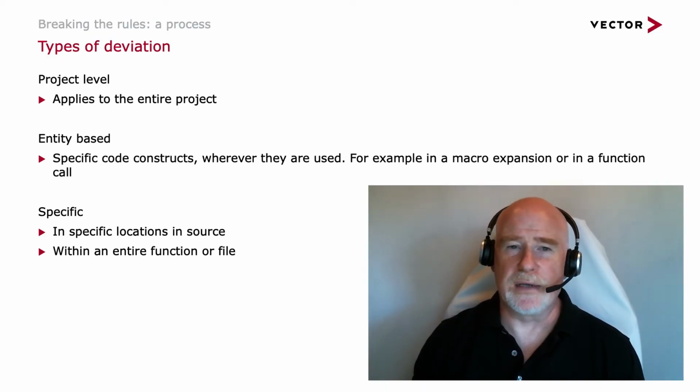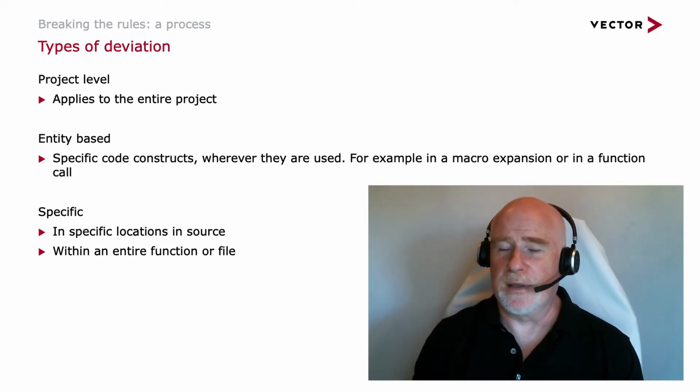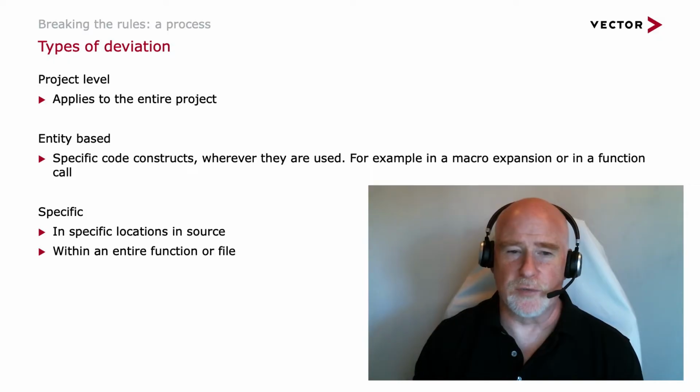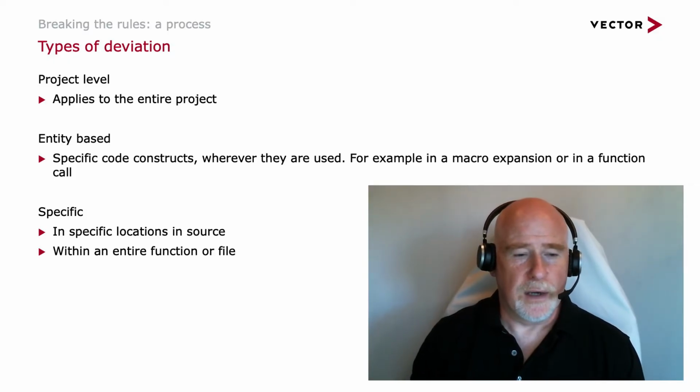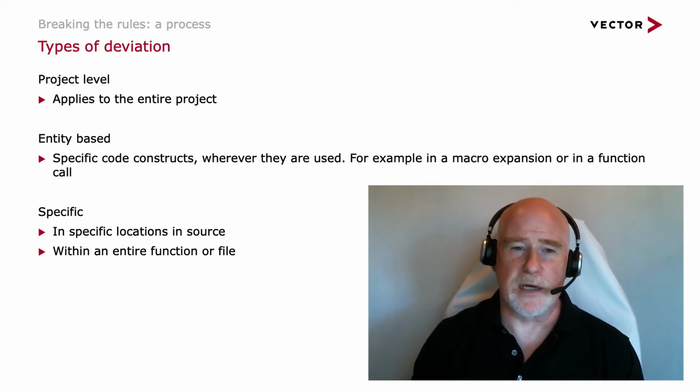So there are different types of deviation. Project level deviation applies to the whole project. This may be something related to a compiler feature that's offered that means we don't need to follow a particular rule. We can have entity-based deviations on specific code constructs wherever they're used. For example, in the way a macro is expanded, or a function call where perhaps we're going to ignore the return value of a particular function call throughout the whole project. And we may also have specific deviations, and these occur at specific places in the code, either an individual line or perhaps an entire function or an entire file.